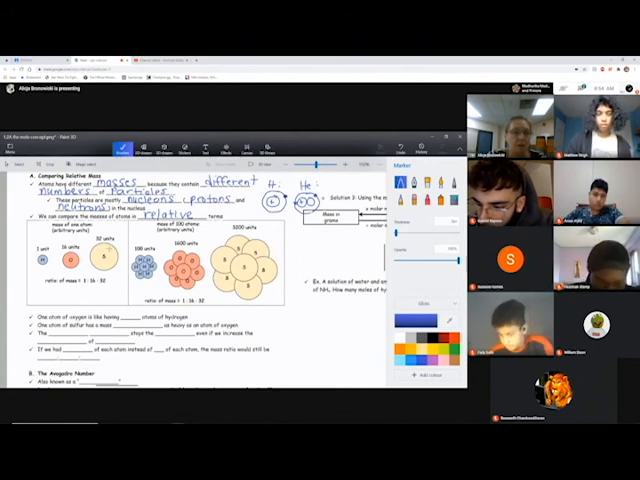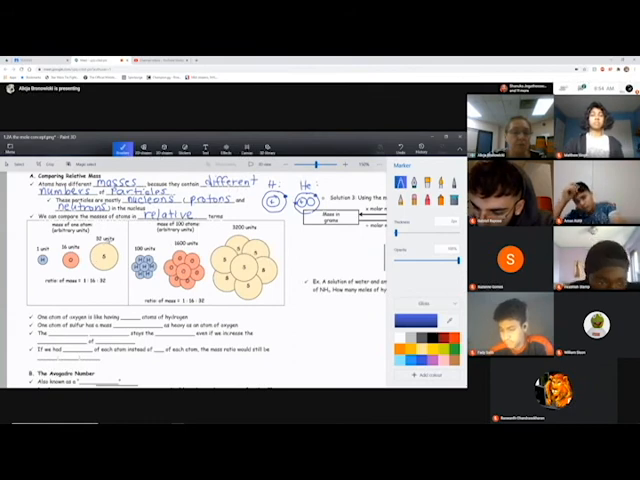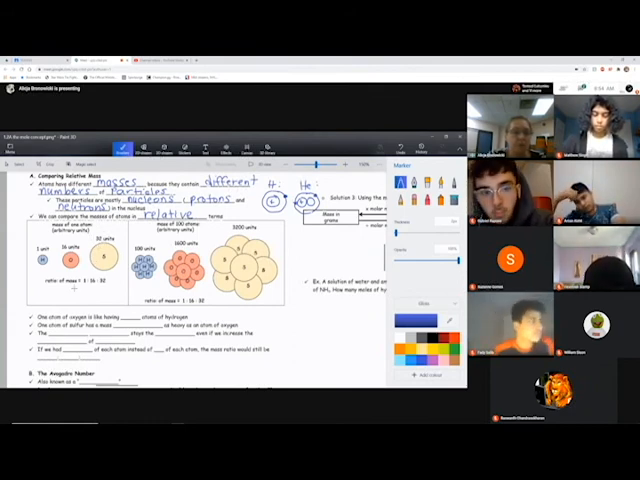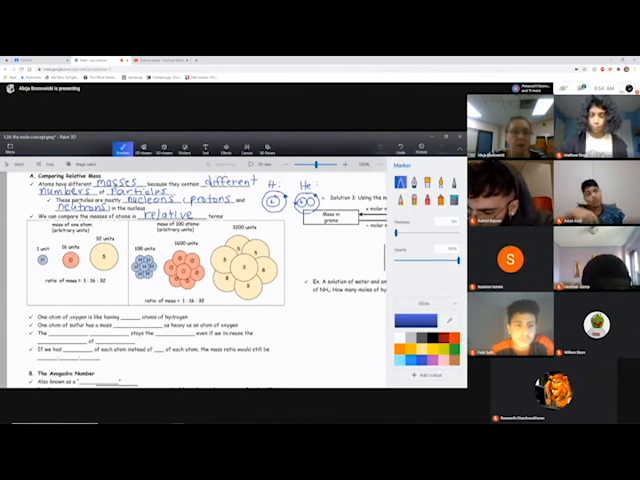For sulfur, it's 32 times heavier than hydrogen. So if I declare that hydrogen weighs 1 unit, well, sulfur is 32 times heavier. So I'm going to say sulfur weighs 32 units. So you get this ratio of masses, and that ratio stays constant regardless of how many atoms you have.